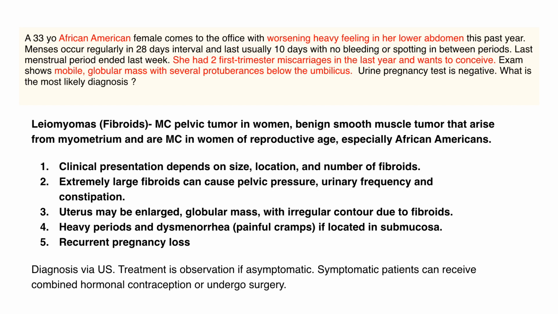So now we have a 33-year-old African-American female that comes to the office with worsening heavy feeling in her lower abdomen this past year. Menses occur regularly in 28 days interval and last usually around 10 days with no bleeding or spotting in between periods. Her last menstrual cycle ended last week. She has had 2 first trimester miscarriages in the last year and wants to conceive.